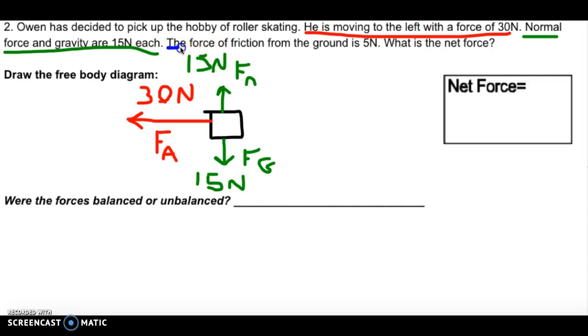Now it says the force of friction with the ground is 5 newtons. What is the net force? So if I'm applying a force of 30 newtons to the left, the force of friction is the name of the force that counters or goes against the force applied. So I know that the force of friction goes against my push. So this would be F sub F for friction, and it's 15 newtons.